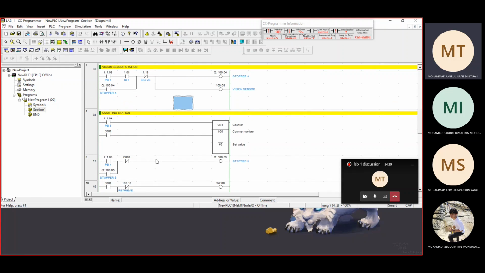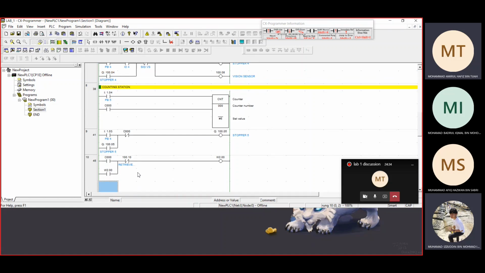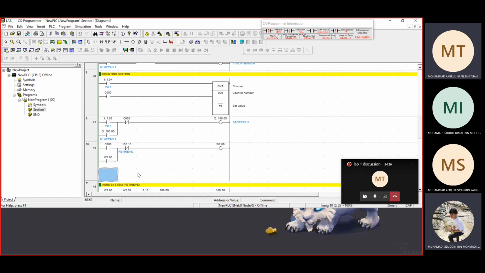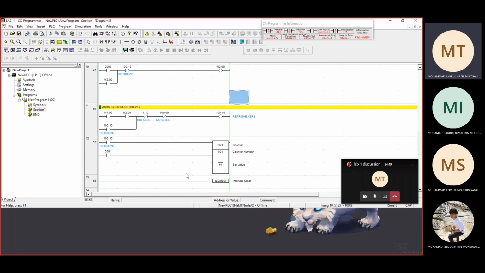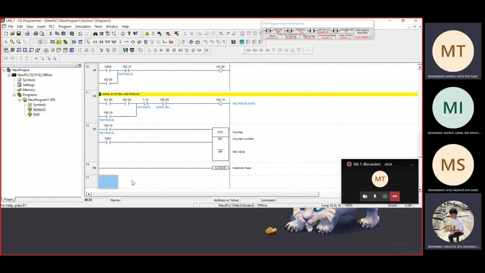After that, the finished product will arrive at the ASRS for storage, for the counting stations to count the quality products and the retrieved products. At the retrieved products, the product will be counted as good quality products, and the finished product counting will continue until it is stopped.